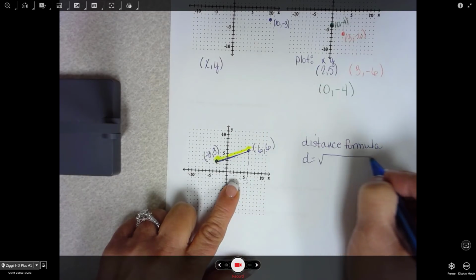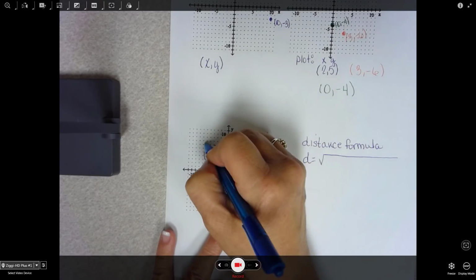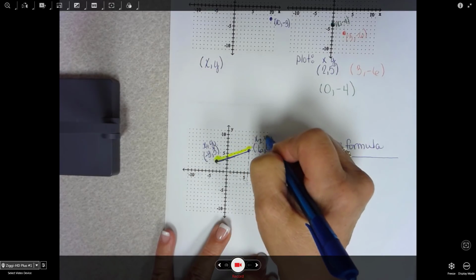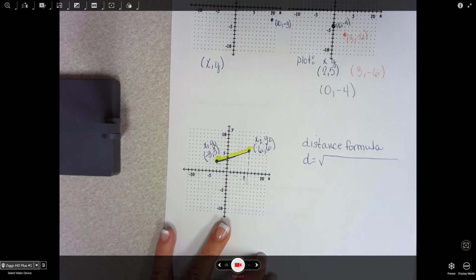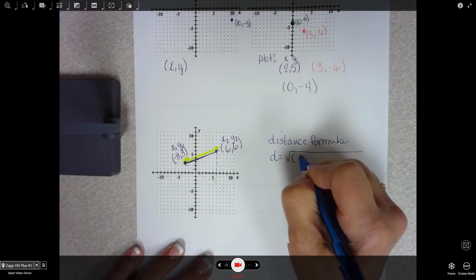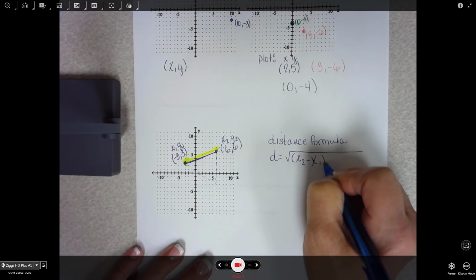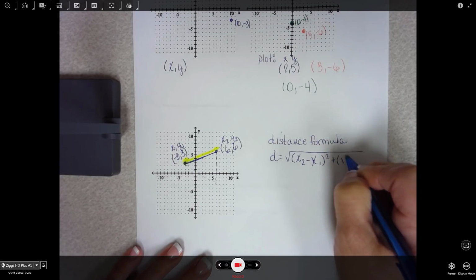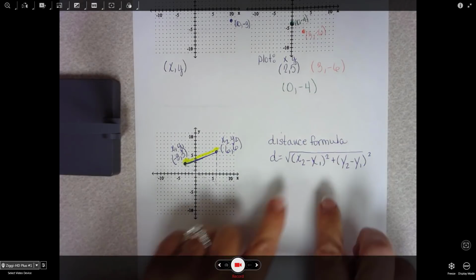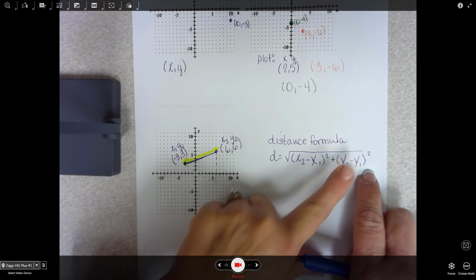The distance formula is the square root of, and the 2 points have everything to do with it. So let's just call this the first x and y. This is the second x and y. And we're going to find the distance. The formula would be the difference in the x value squared plus the difference in the y value squared. So we just plug it in. You see both x's are together, both y's are together. That will help you maybe learn the formula.